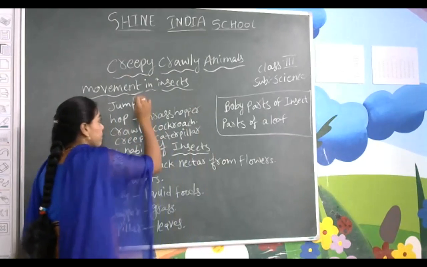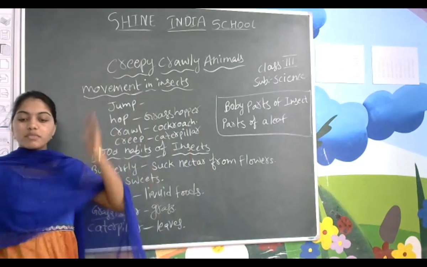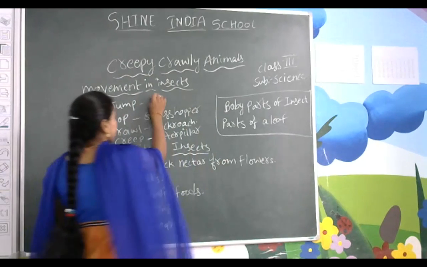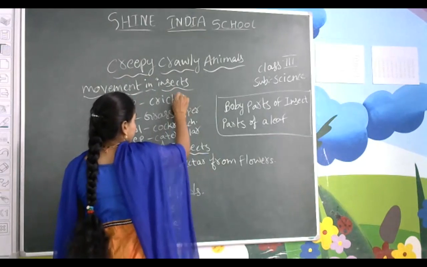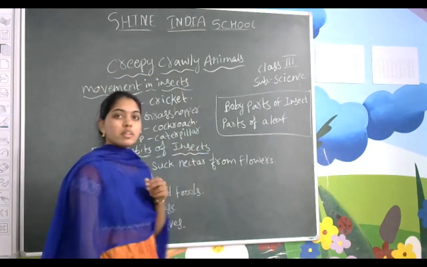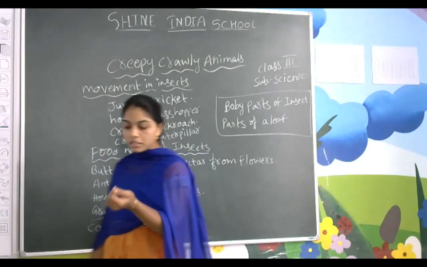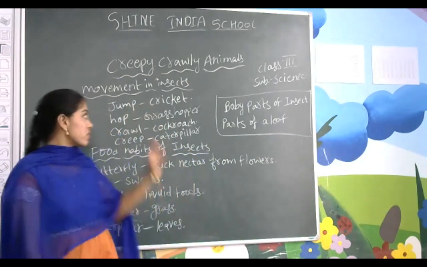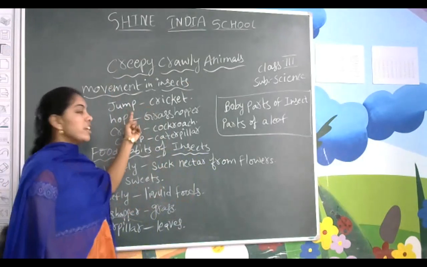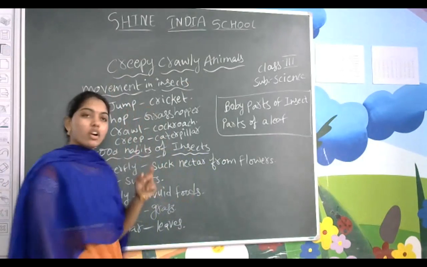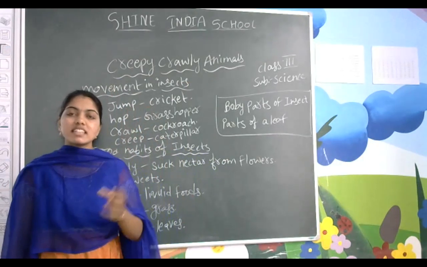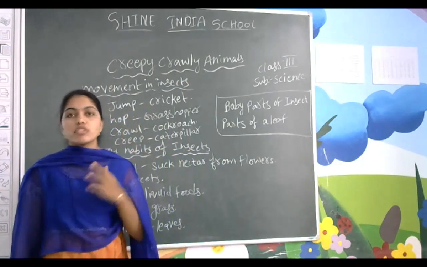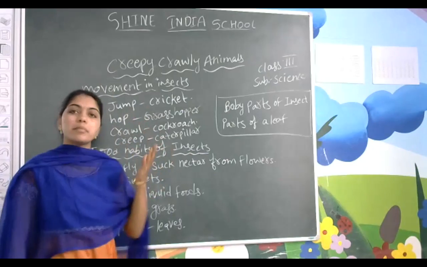And next, jumping. Mostly they jump from one place to another place. What is that? Yes, that is cricket. Already I have shown you in the previous class. Now I am also going to show you what we are going to learn in the topic. That is, first of all, movement in insects, like they may jump, hop, crawl, or creep. Each and every insect has different types of movement, like crawling, jumping, hopping, all these things.